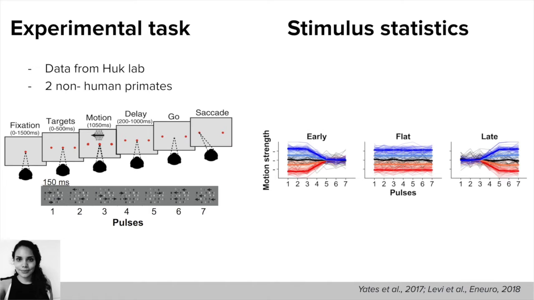To capture the flexibility, they presented the stimulus in 3 conditions. For the early condition, most of the information was placed at the beginning of the trial. For the late condition, most of the information was at the end of the trial. And for the flat condition, information was placed uniformly throughout the duration of the trial. And this was presented for 5 coherences.